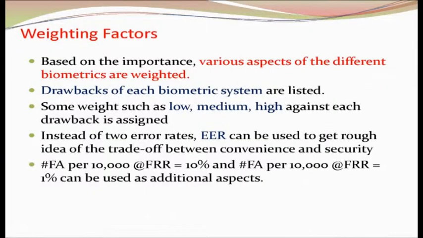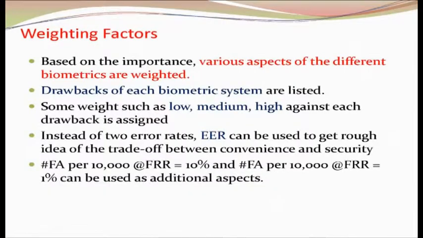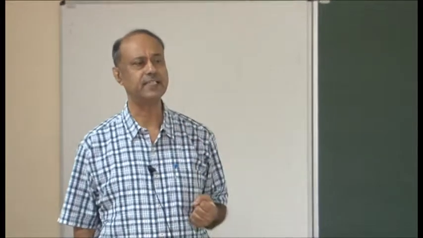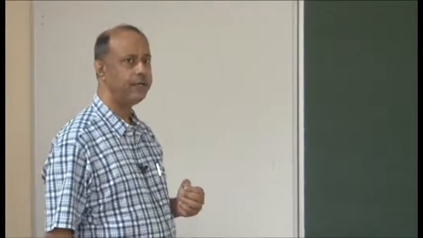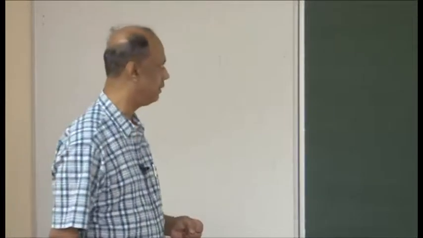Now, there are several factors we have introduced, and all these factors have certain values, right? Based on the importance of the biometric system which you would like to deploy in an institute, various aspects of the different biometrics are weighted. Because there will be very few of them, you have to give each of them certain aspects and weight them, right? That weight will be used to determine which biometrics you want to use.